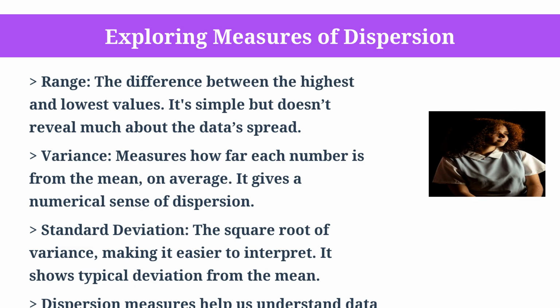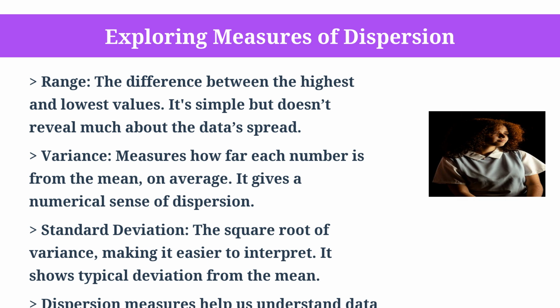Now let's talk about dispersion. This tells us how spread out our data is from the center. We're looking at things like range, variance, and standard deviation here. The range is super simple. It's just the difference between your highest and lowest values, but it doesn't tell us much about everything in between.